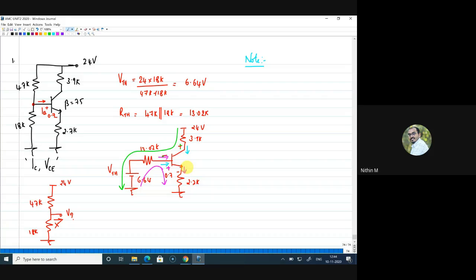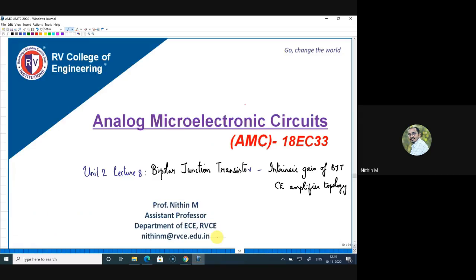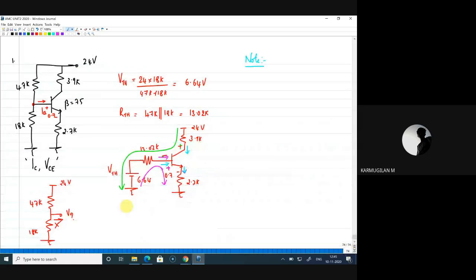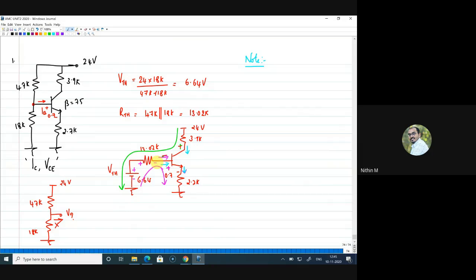Karan, you just listen, I'll be explaining. Okay, no problem. Karmagil, can you tell me how to write the loop equation here? 6.64 minus 13.02 K into IB. This is minus plus. Current is flowing in this direction, so plus minus. Again plus minus, and this is plus minus. I hope this is clear. So minus to plus, it is 6.64 minus 13.02 K into IB. Yes, go ahead.